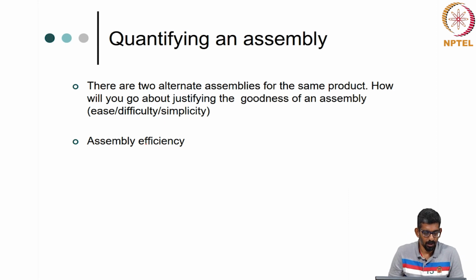So, how do you quantify an assembly? This I have told multiple times in my lectures. Let us assume that you have two alternate assemblies for the same product. How will you go about justifying that one assembly is better than the other from different perspectives: the ease with which the assembly can happen, or the ease with which it can be serviced, or what are the difficulties if you do not want someone to disassemble it easily? What are the difficulty levels, which one is more difficult? So, it is not always ease, it could also be difficulty.